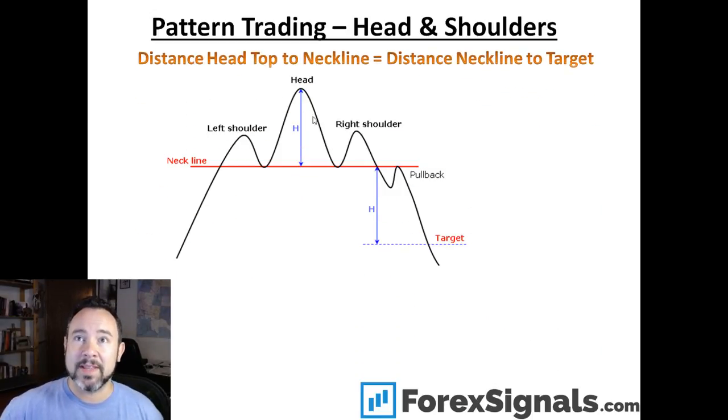Distance from the top of the head to the neckline equals the distance of the neckline to the target. So what happens is this H here, this height, can be projected for the target down low. I think you can see that all right, hopefully. So the neckline on the head and shoulders, the target would be the exact, sort of like an A to B equals B to C distance, either to the downside or the upside.